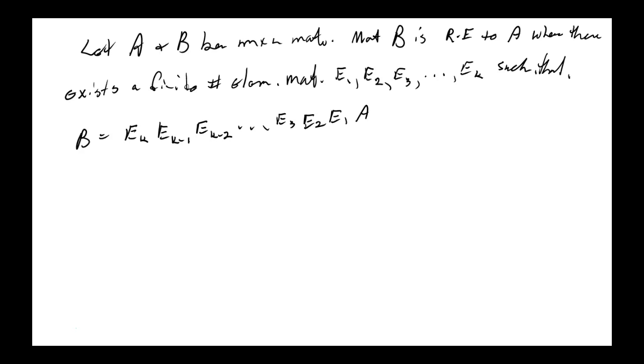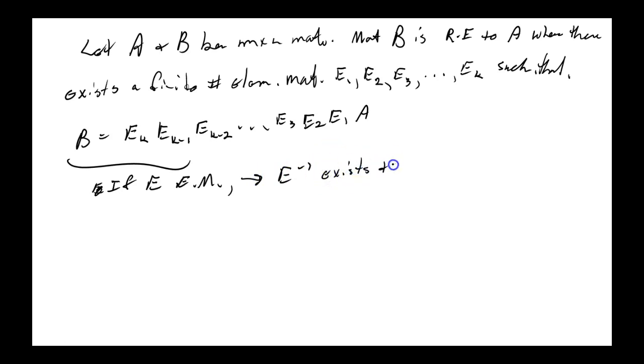So here is the next theorem, and it's pretty short, so I'll put it right here. If E is an elementary matrix, then E inverse exists and is invertible. And, well, it exists and is an elementary matrix. Its inverse is an elementary matrix as well. Now, the inverse of an elementary matrix E is the elementary matrix that converts E back to the identity matrix that it came from. Okay?